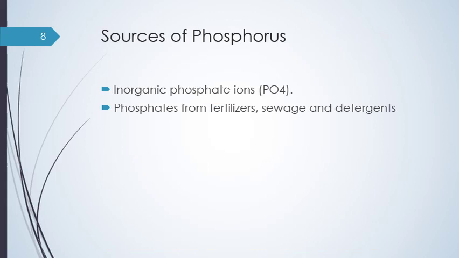Microorganisms obtain phosphorus mainly from inorganic phosphate ions. They use phosphorus as phosphate to synthesize ATP, phospholipids, and nucleic acids. Phosphates from fertilizers, sewage, and detergents can cause pollution in lakes and streams.